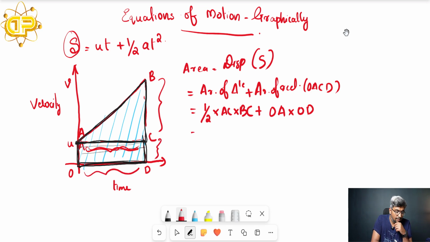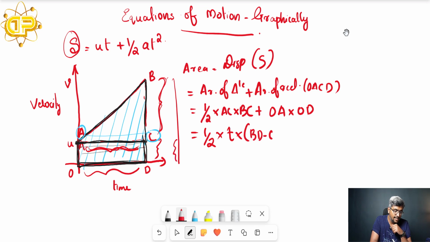So now we are just substituting those values. Half into AC. AC means what? This one is AC, right? This length is nothing but the time. Into what is BC? This one is BC, right? BC here is not the final velocity, but this BC can be found out by finding what? That is total BD minus CD. BD minus CD.